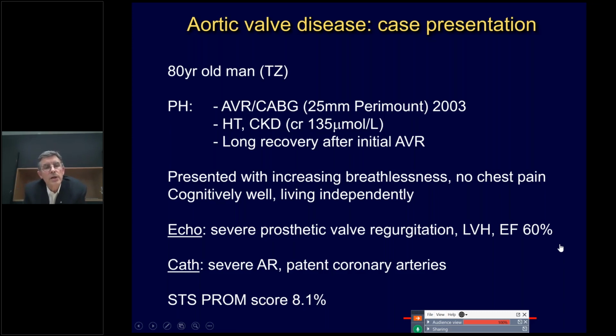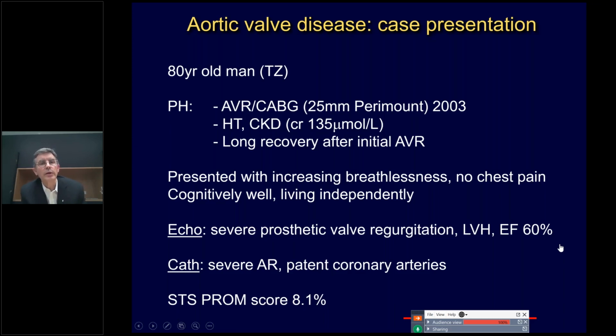He's breathless. He's not had chest pain. But on echo, he's now got a valve that is not working well. It's a very leaky valve. He's still got good LV function. He's got patent coronary arteries and a patent graft. And on the numbers, his STS score, which is a way we can estimate the risk of dying from valve replacement surgery, is 8%, which would be considered a high-risk surgical proposition.